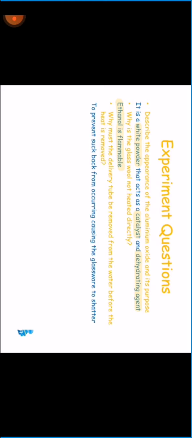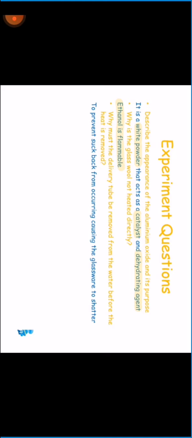The next question is, why is the glass wool not heated directly? We don't place the Bunsen burner under the glass wool, and the reason for that is because the ethanol that the glass wool is soaked in is flammable, so it could cause an explosion.